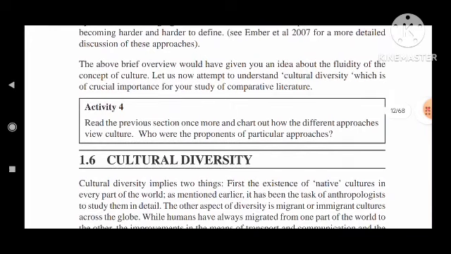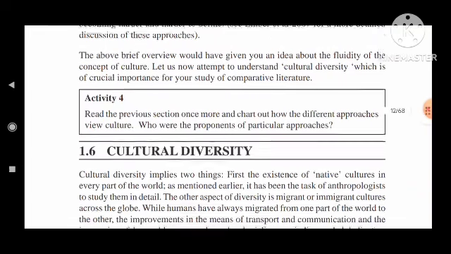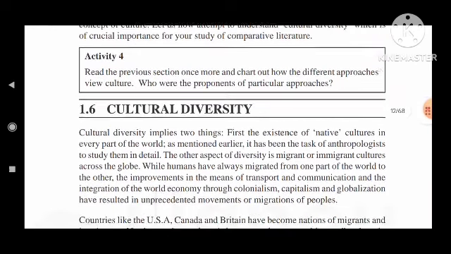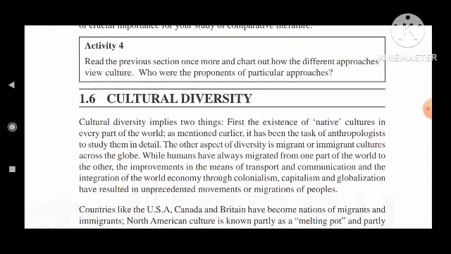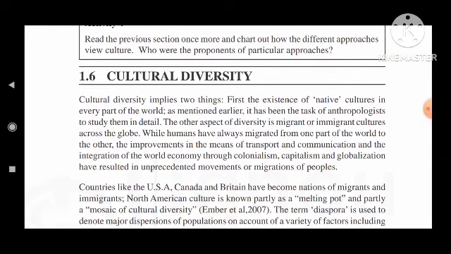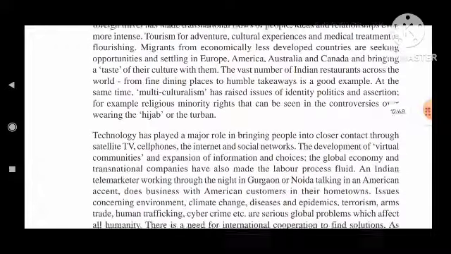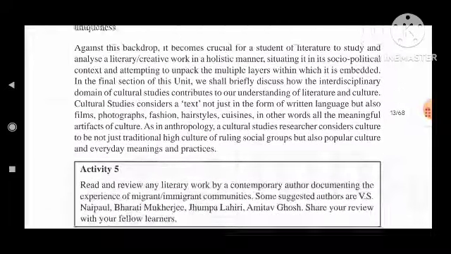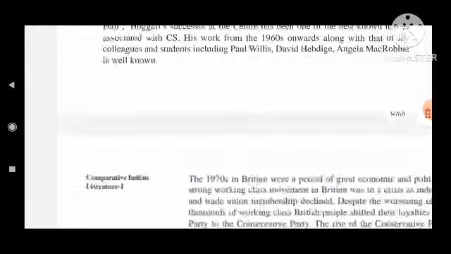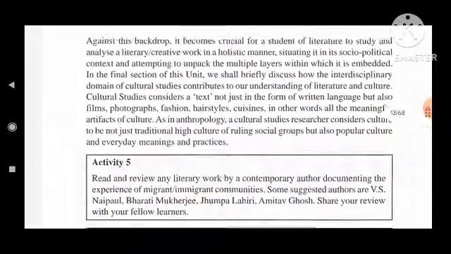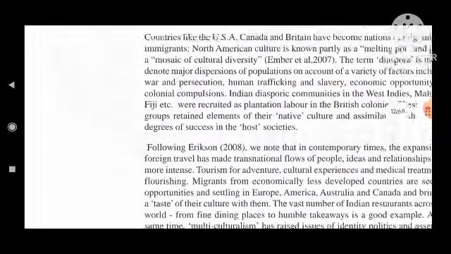This very brief overview would have given you an idea about the fluidity of the concept of culture. Let us now attempt to understand cultural diversity, which is of crucial importance in your study of comparative literature. Read the previous section once more and chart out how the different approaches view culture. Who are the proponents of particular approaches? Now, cultural diversity.